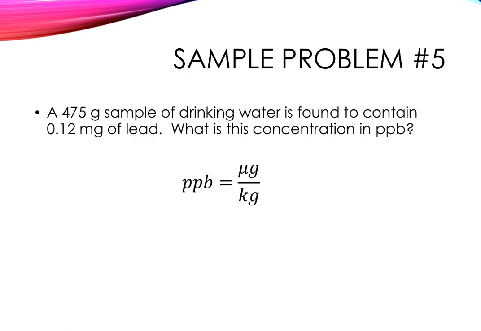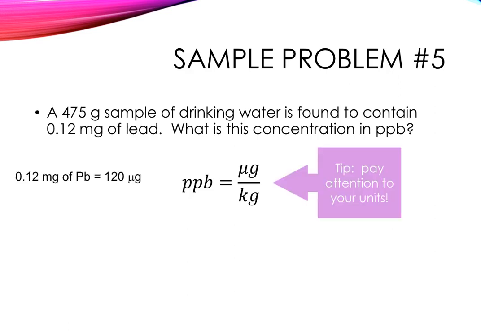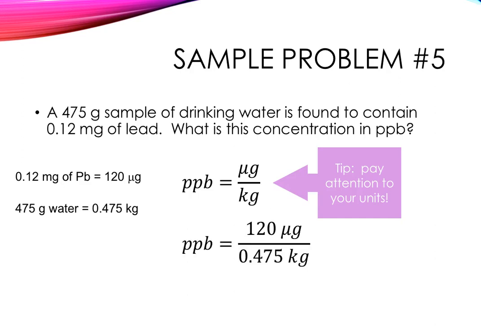Okay, so we can think of that as micrograms per kilogram if we just think about our units. So do pay attention to that. So 0.12 milligrams of lead would be 120 micrograms. 475 grams of water would be 0.475 kilograms. I can substitute that in, and I get 250 parts per billion.